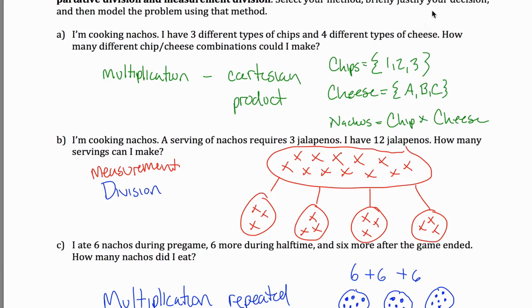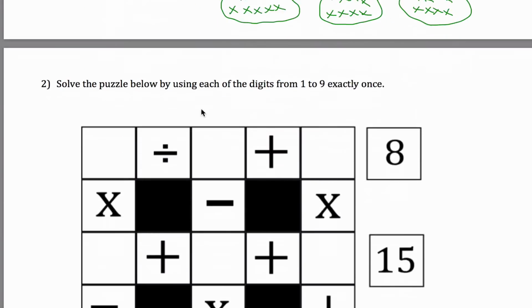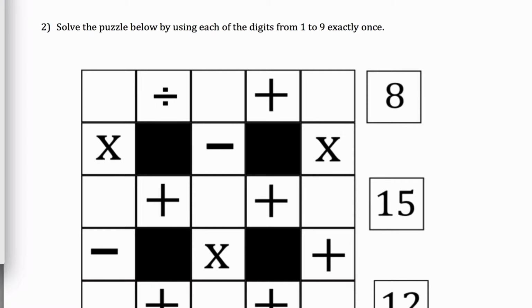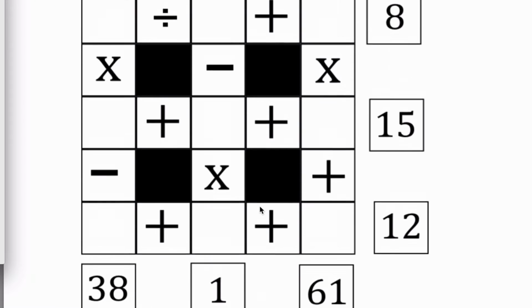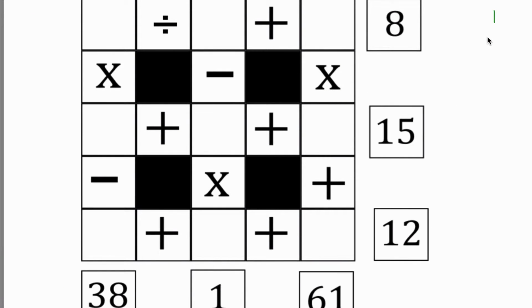So I didn't really justify in writing, but hopefully I talked through enough why I used each of the different methods. Let's move on to number 2. Number 2 is a puzzle. What you're doing is testing your knowledge of order of operations by filling in the digits 1 through 9. So I'll write those somewhere. 1, 2, 3, 4, 5, 6, 7, 8, 9.